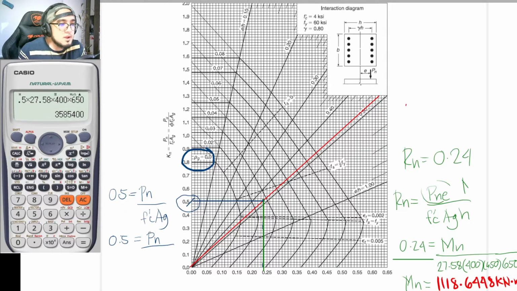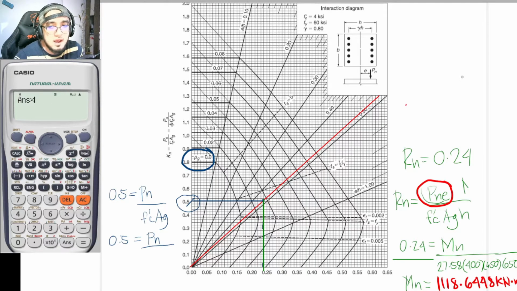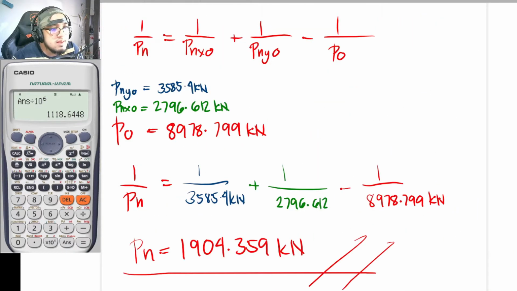Ngayon, para maging moment siya, di ba ang moment natin Pn times E? So yun yung Mn natin. Pn times E, so ang eccentricity natin by the problem is 312. So given to sa problem. So same na sila ng answer ngayon. Divide natin by 10 raised to 6 para maging kilonewton meter lang. So ayan, kung makita nyo, 1118.6448 kilonewton meter. So yan yung gagamitin natin ngayong MNY.